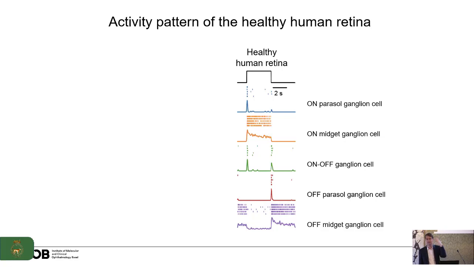There are 5 main information channels in the human retina. We can measure how they respond to a pulse of light. So here it shows you: you turn on the light, you turn off the light, and each of these 5 different information channels responds differently.